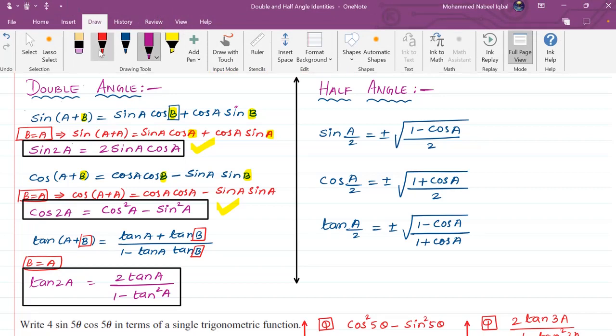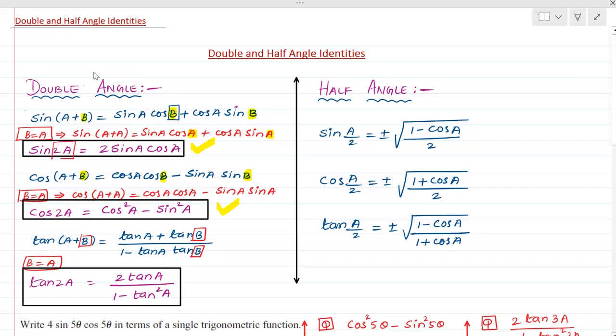Why? Because in place of the angle, it is multiplied by 2. That's why we call it the double angle formula.